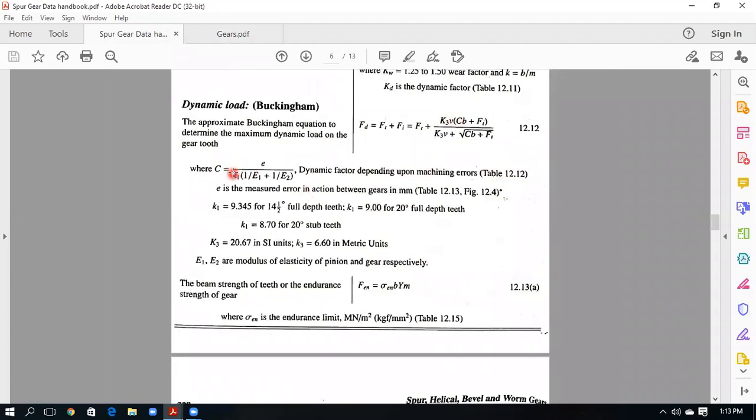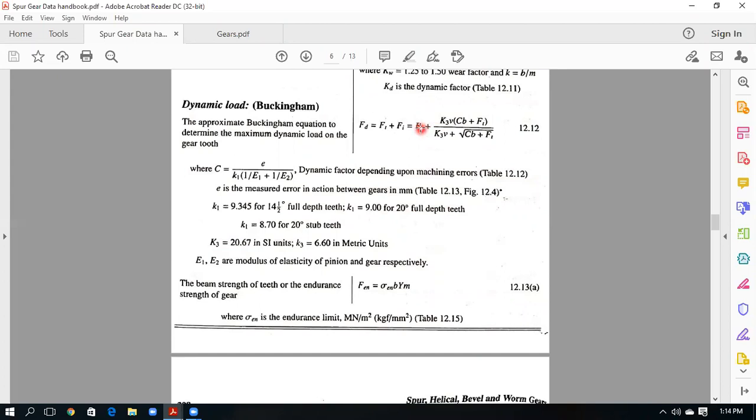How to calculate the value of C? E is nothing but the error. I have shown you how to calculate this E value. And K3 and K1. K3, for SI units, it is 20.67. We'll be using this. Whereas K1 depends upon whether the given gear is 14 and a half full depth. In our case, they are mentioned as 20 degree full depth. Therefore K1 value will be 9. After substituting that, you are going to get this.